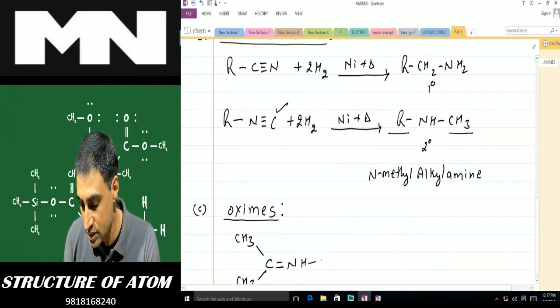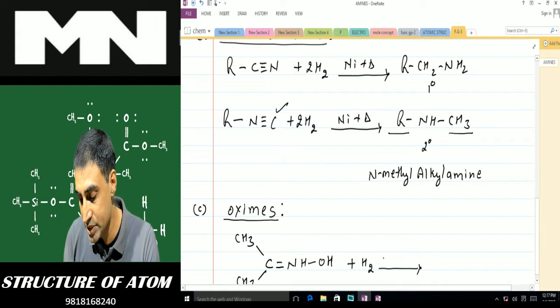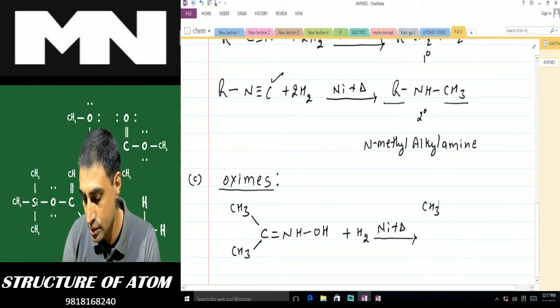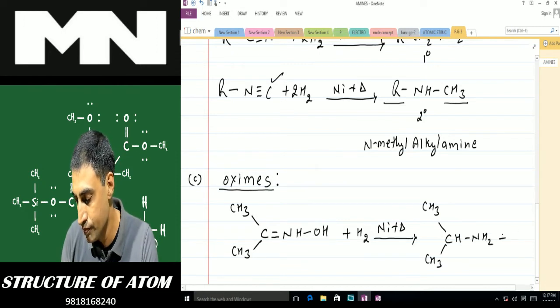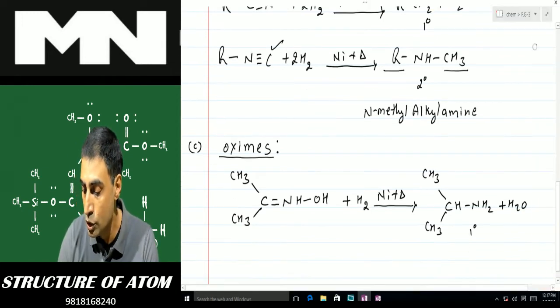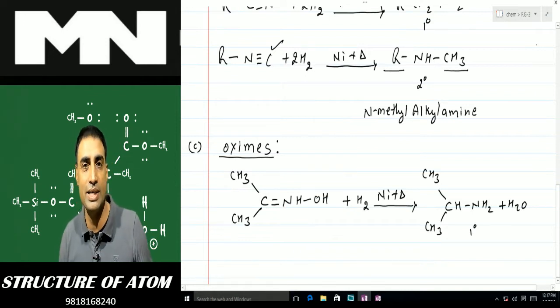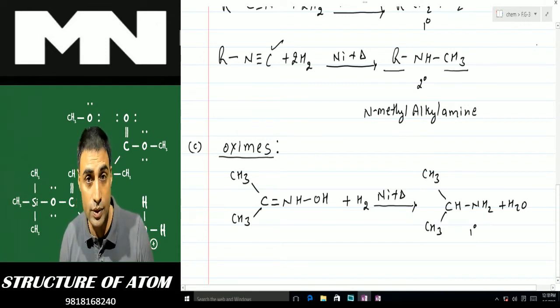Because oxime has got an OH group also, so this is an oxime you have got. Now if again you are reducing it, that is, adding hydrogen in the presence of nickel and heat, you will get a compound CH3CH2NH2 plus H2O. So in this case you will see that you are getting a primary amine. So this is how you can prepare amines by the reduction of oxime, cyanide, isocyanide and nitro compounds.